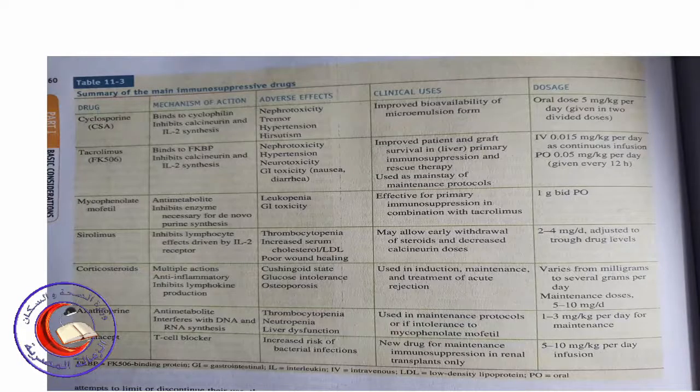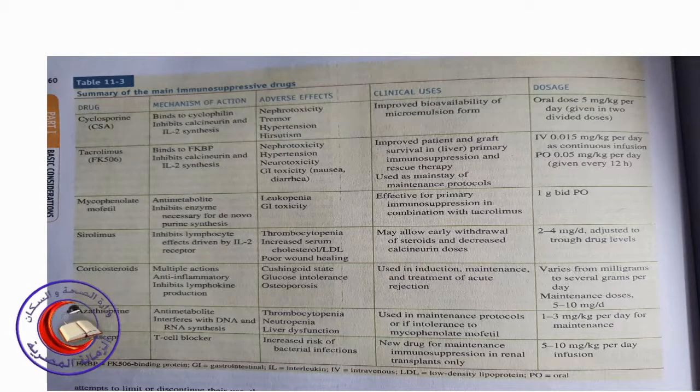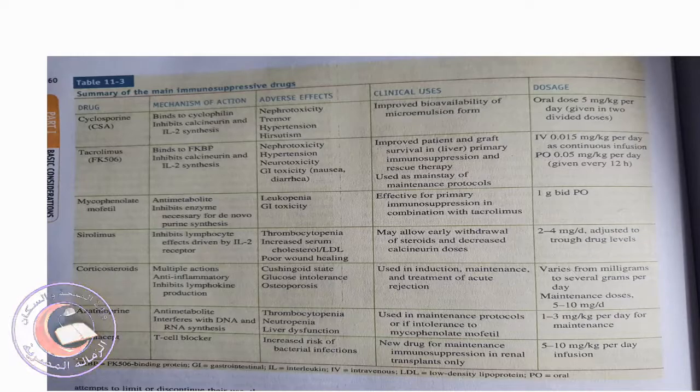This is a summary of antibodies, mechanism of action, and complication. Usually in the exam, 3 or 4 of these drugs are mentioned, including steroids, obviously, possibly calcineurin inhibitors, and 1 or 2 more. And you're asked to mention the mechanism of action and complication.